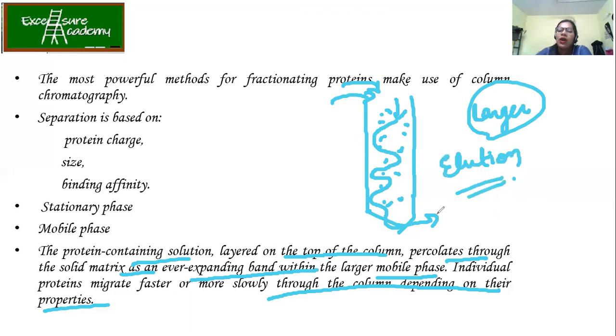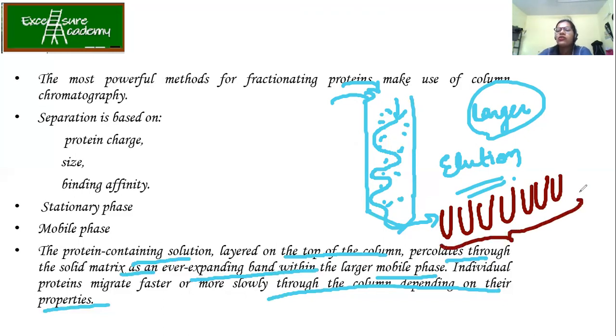Now, once you start eluting out these proteins, you collect them into glass test tubes or in Eppendorfs. Each Eppendorf will be collected and visualized under the spectrophotometer.